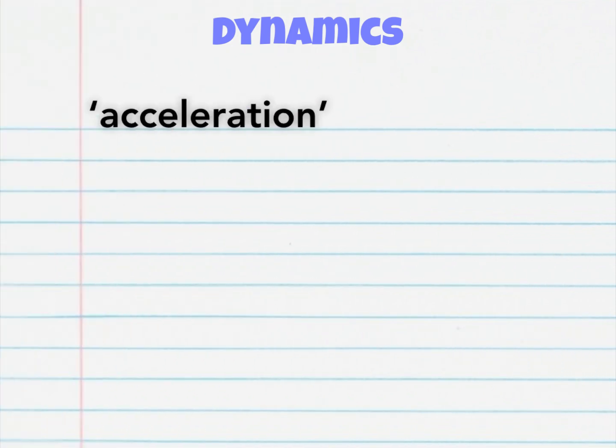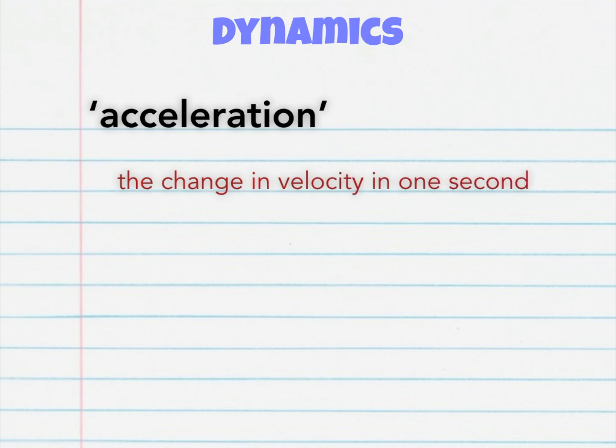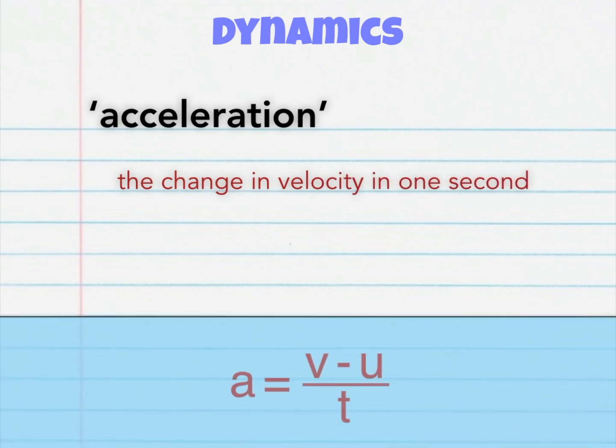Acceleration. Acceleration is the change in velocity in 1 second. The equation to use this time is that acceleration a is equal to v minus u divided by t. u is the initial velocity of the object, and v is its final velocity. So v minus u is the change in velocity, and t is time in seconds.